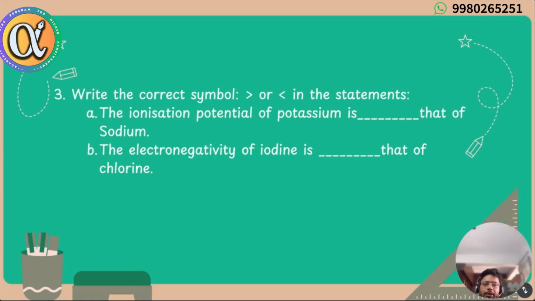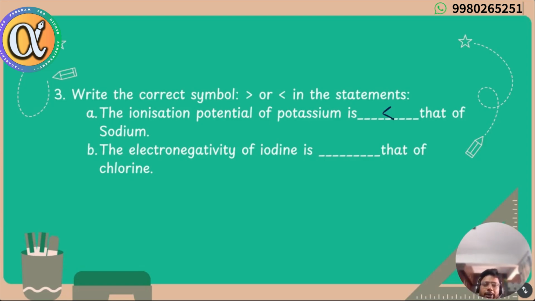Fill in the gap with the greater than or less than sign. The ionization potential of potassium is less than that of sodium. Down the group, size increases, so the potential decreases. So potassium is less than sodium.